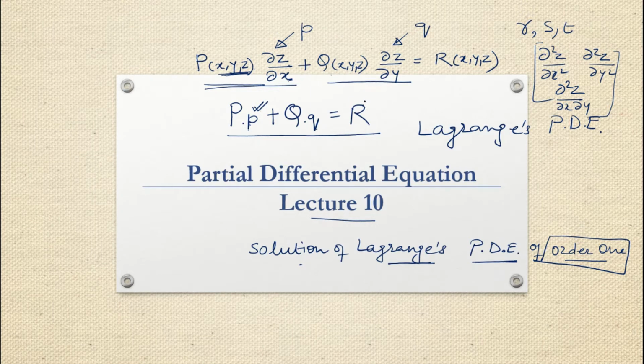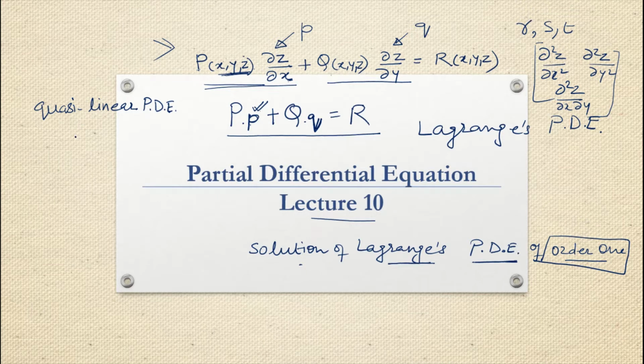The second thing is that this equation is called a quasi-linear partial differential equation. Why do we call it quasi-linear? Because here the degree of p and the degree of q are 1. The other thing is that the coefficients of p and q, that is capital P and capital Q, are actually functions of x, y and z, and the right hand side also contains x, y, z.